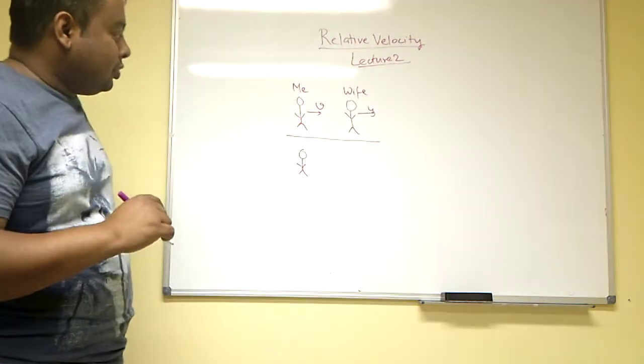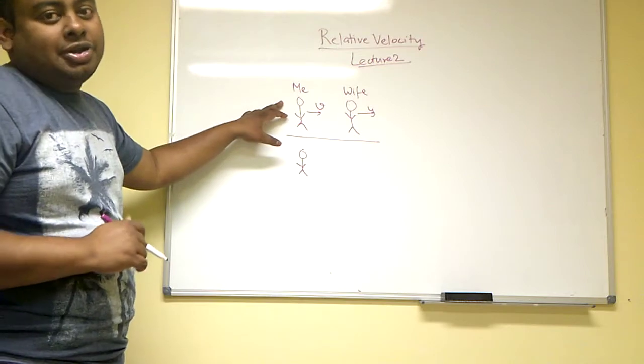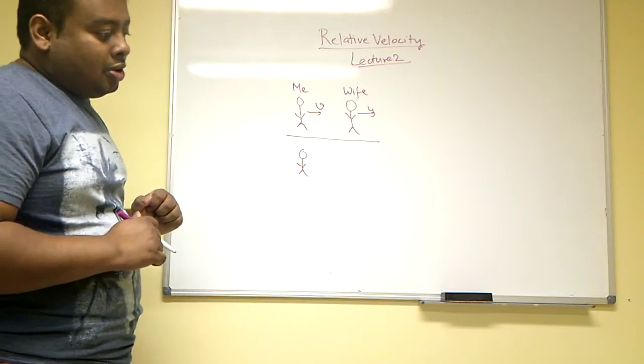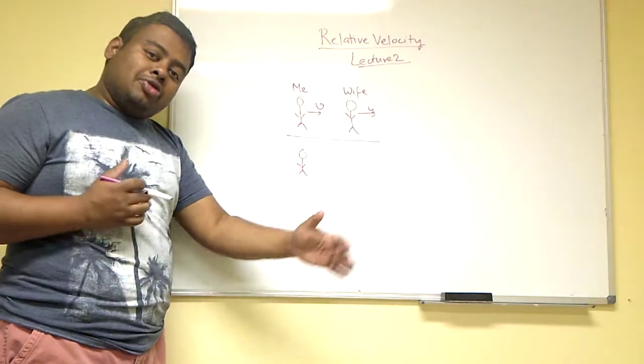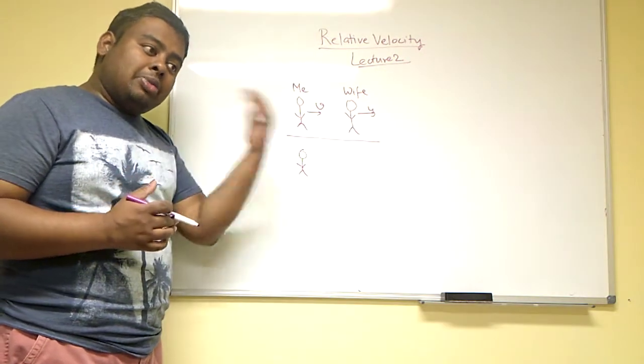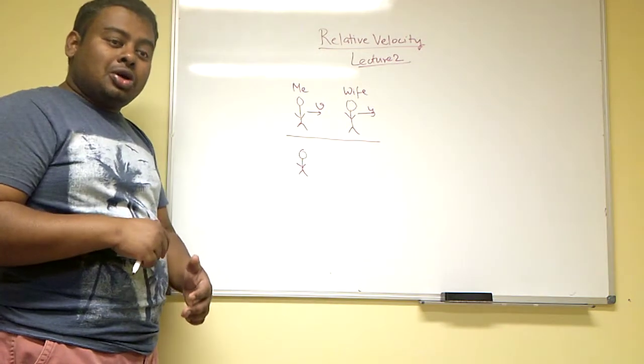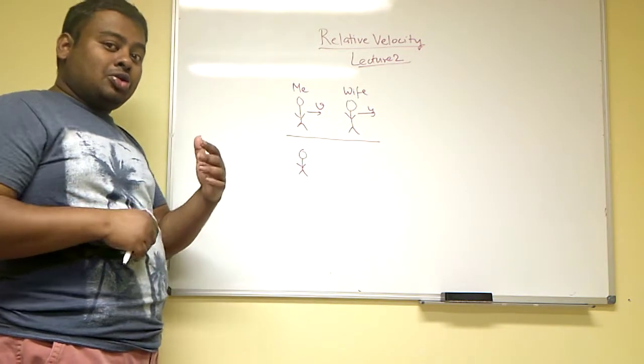So in the ground's frame of reference, for a stationary person, they will see me moving at velocity v and my wife moving at velocity u, or running at velocity v and u respectively. So here is me, here is my wife. Now, if you ask me, the situation will be very, very different. To me, I'm already moving at a velocity v, so I will see my wife moving at a velocity which is offset compared to my velocity, since I'm running towards her.